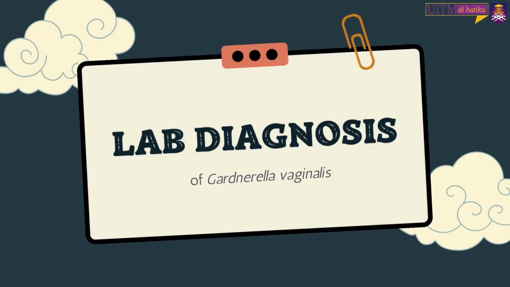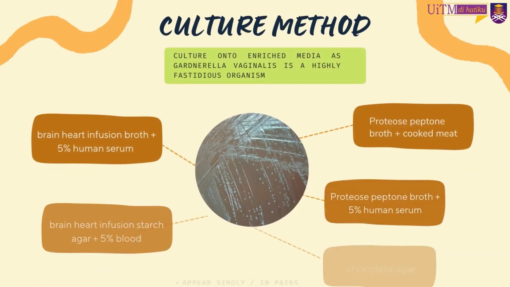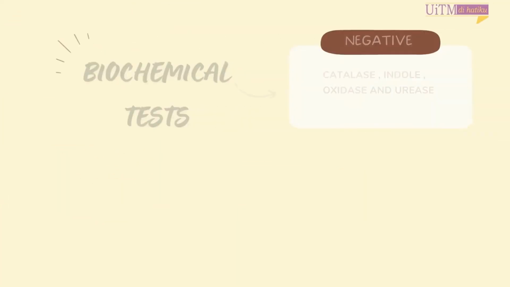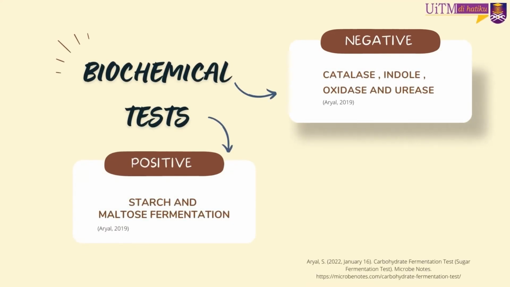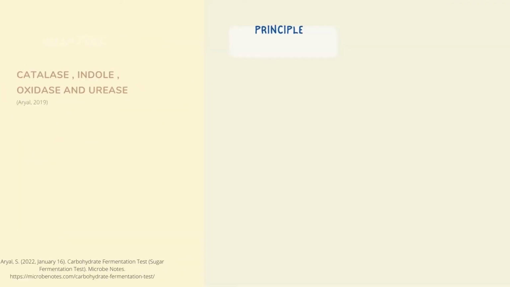For lab diagnosis of Gardnerella vaginalis, it is based on microbiological tests except for pH indicator. Another method to detect the presence of Gardnerella vaginalis is by culture method, as Gardnerella vaginalis is a highly fastidious organism. Next is biochemical test, where Gardnerella vaginalis shows negative results in catalase, indole, oxidase, and urease tests. Meanwhile, in starch and maltose fermentation, it shows positive result.